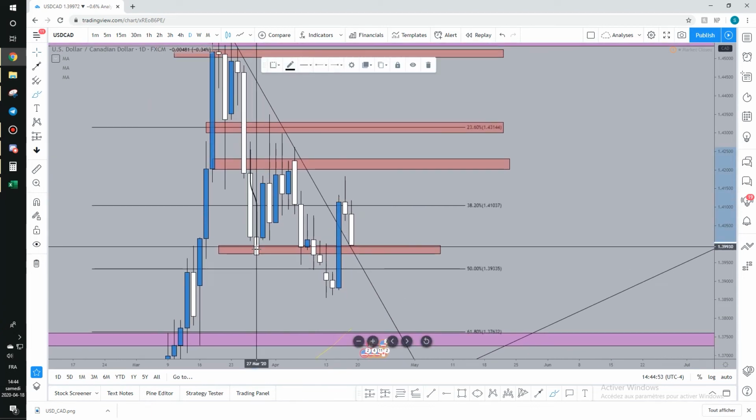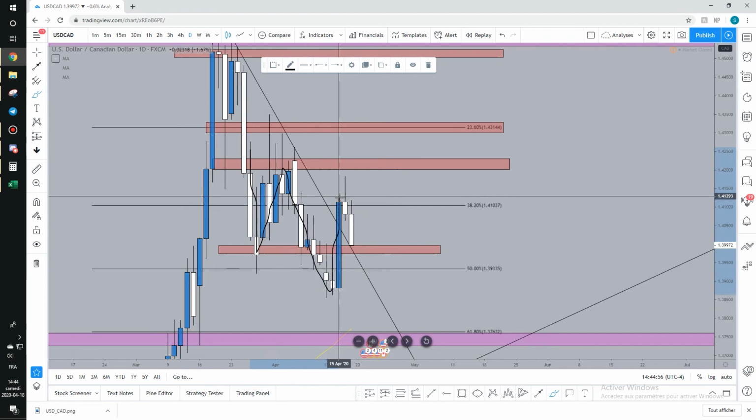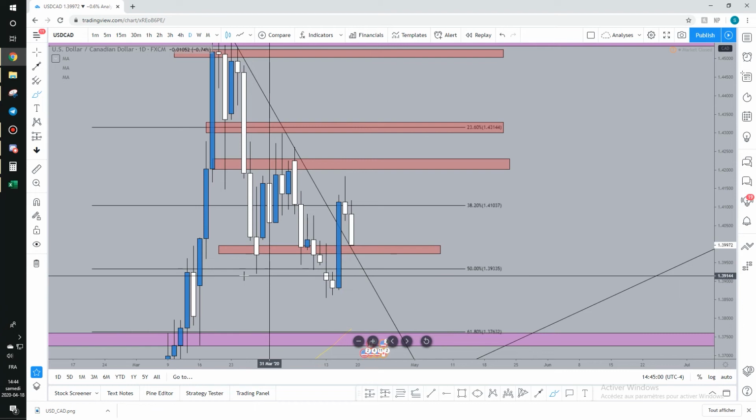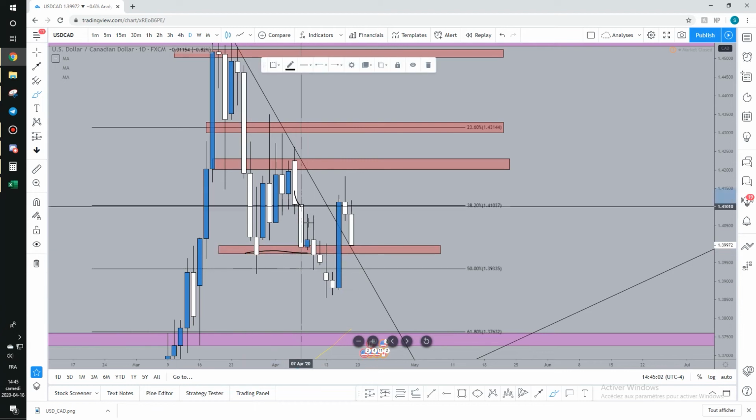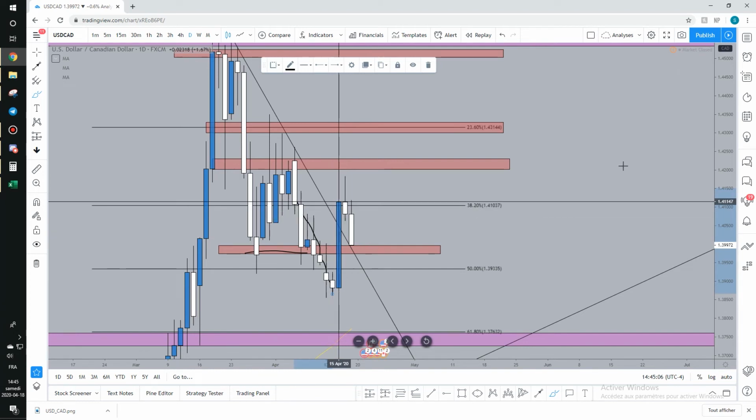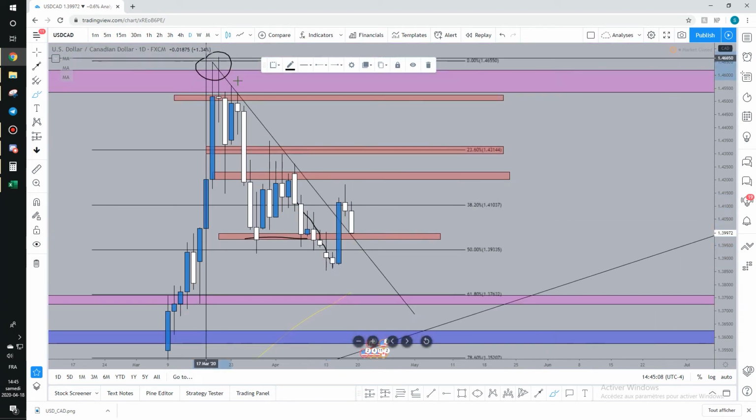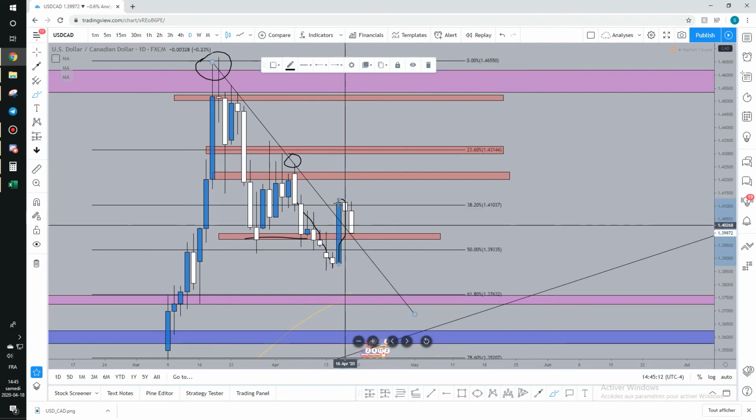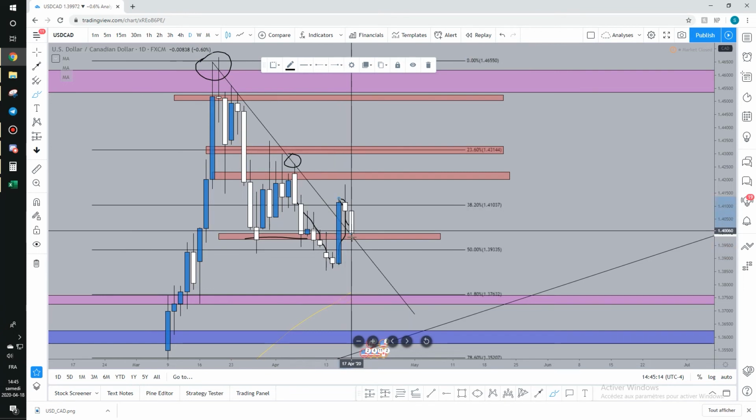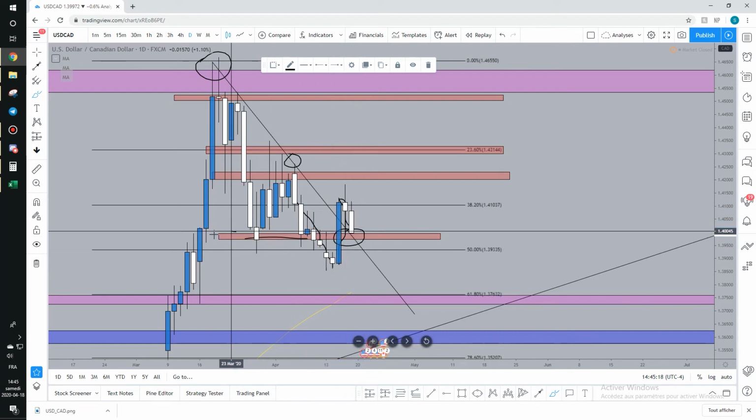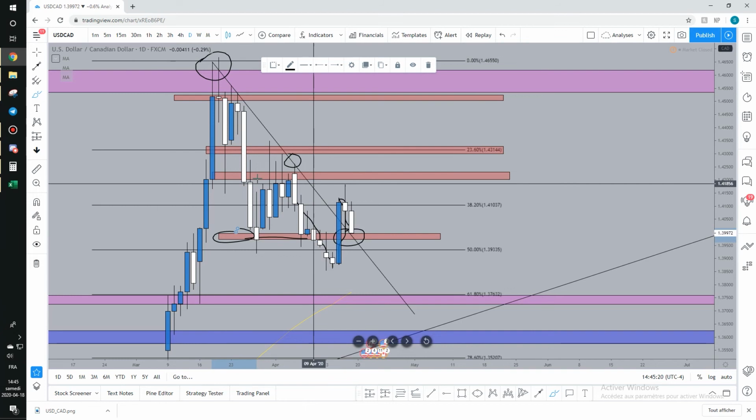So here we made the left shoulder, the head, and we are making the right shoulder. You see here there was a support zone that we broke through, and then we re-broke this zone to the upside, and the break of the trend line with this push here. So we broke this zone and we are currently retesting it. We have a confluence of support with the red zone and the trend line.